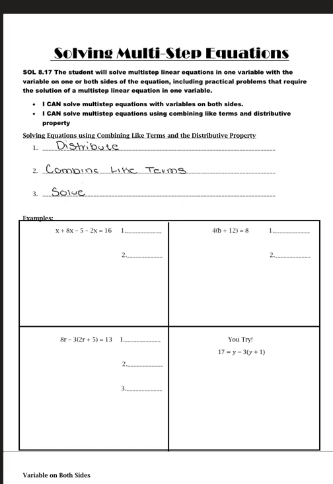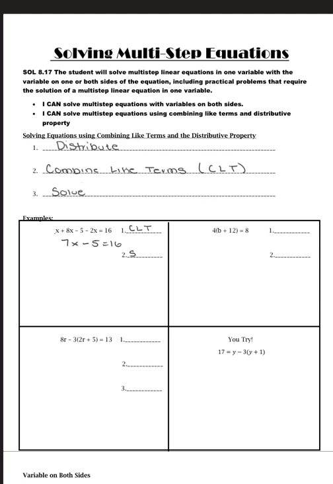So I have x plus 8x minus 5 minus 2x equals 16. My first step in this situation, I don't have to distribute, so my first step is going to be to combine like terms. For short, I'm just going to put CLT, which is combine like terms. So I see that I have x, 8x, and negative 2x. When I combine x, 8x, and negative 2x, I get 7x. I still have my minus 5 and equals 16.